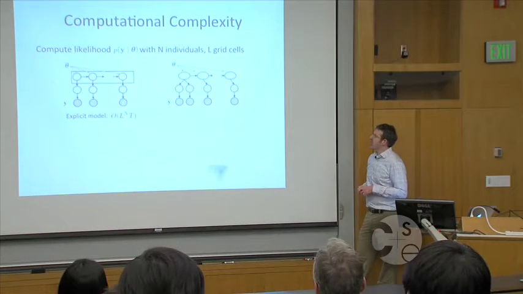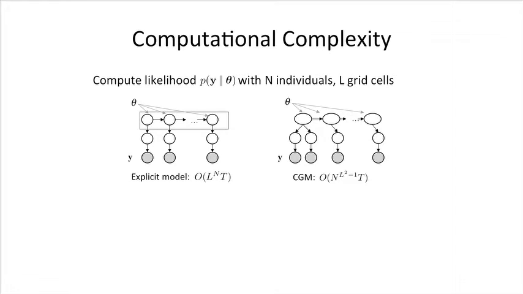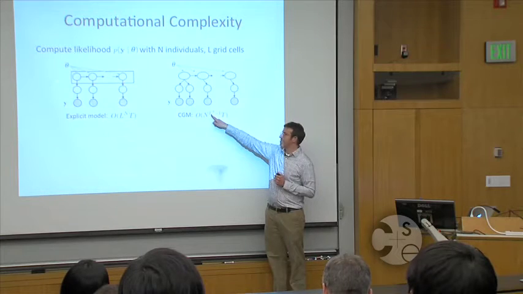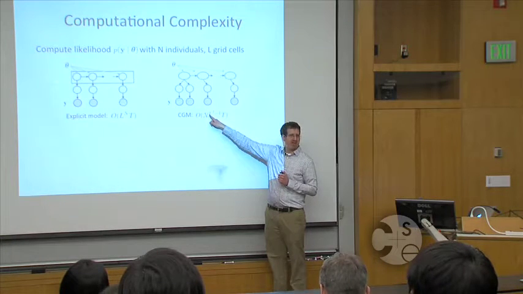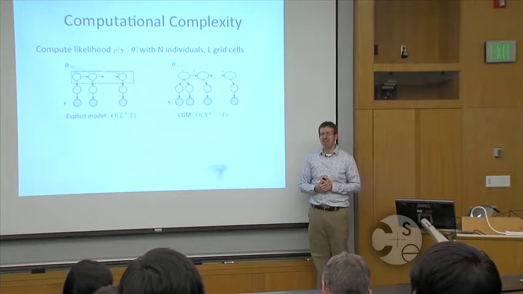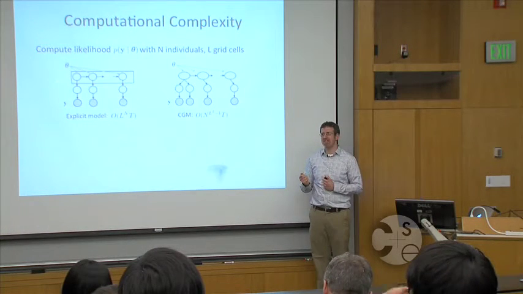And in fact, if I apply variable elimination in this model, it does go better. And this is what I get. I now have something that is polynomial time in the number of individuals, but unfortunately, I took this L and turned it into an L squared minus 1 and moved it up into the exponent. So it's actually exponential in the number of grid cells.